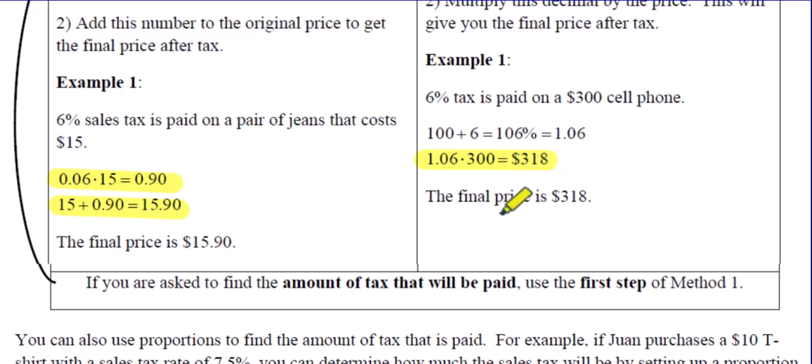If you do need to find the amount of tax that's paid, method 1 works a little bit better, just doing that first step. Otherwise, if you use method 2, you now have to take 318 minus 300 to get the amount of tax that is paid.